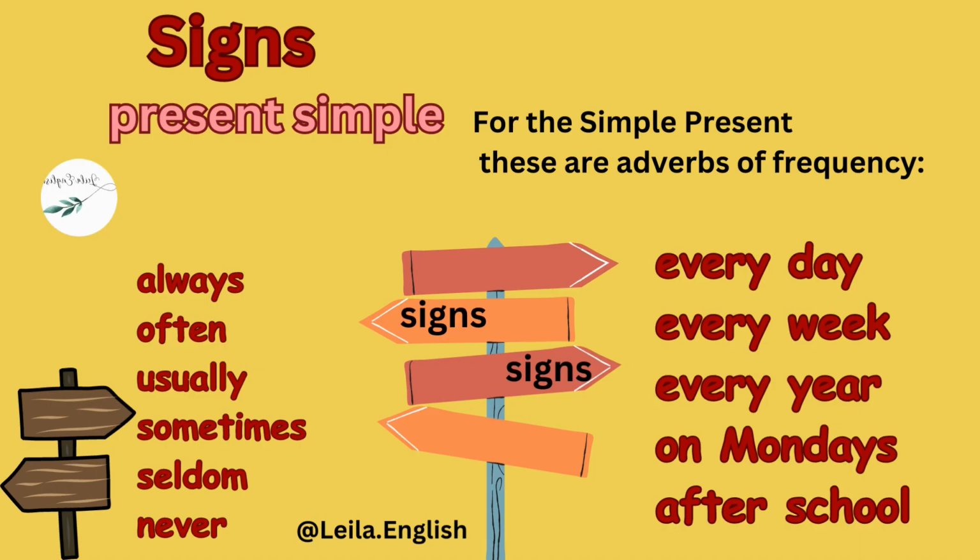Present simple has signs. For the simple present, these are adverbs of frequency. The signs of the present simple are always, often, usually, sometimes, seldom, never, and every day, every week, every year, on Monday, after school.